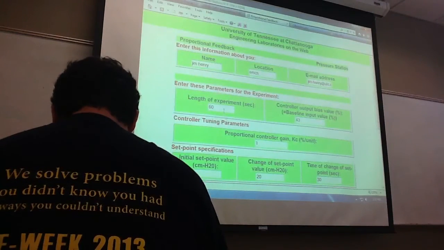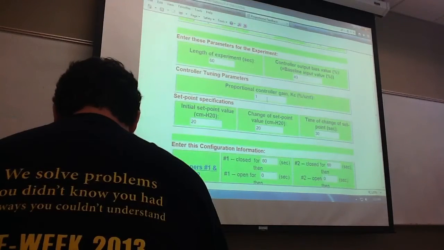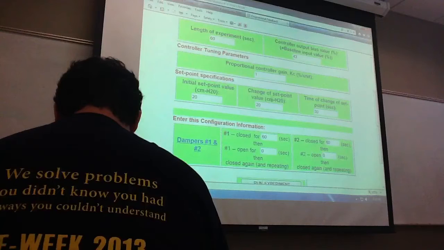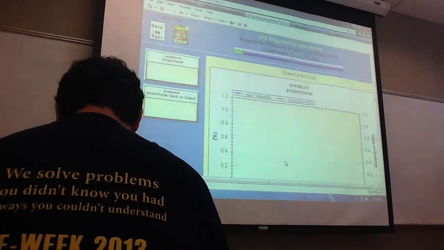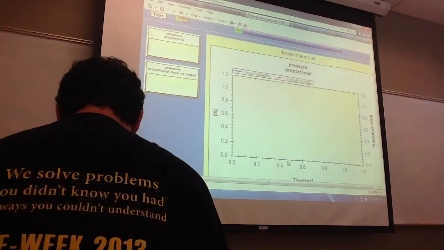We're going to run this 60 seconds. Baseline bias value 43. Proportional control gain, I'm choosing 1 instead of 1.1. Initial set point 20, change set point 20 after halfway through, and the dampers are closed all the time. Let's just see what happens here.